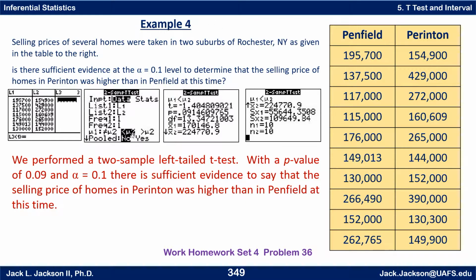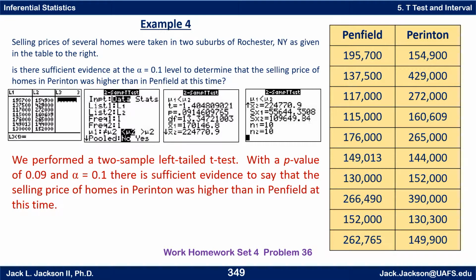That's why we choose this one right here. So get your data typed in as L1 and L2. Go to two-sample t-test, choose the data, L1 and L2, both frequency 1, left-tailed test. Always choose non-pooled for my class. And we get this screen, which we could arrow down to get this last one. And most particularly, we get our p-value of 0.09.